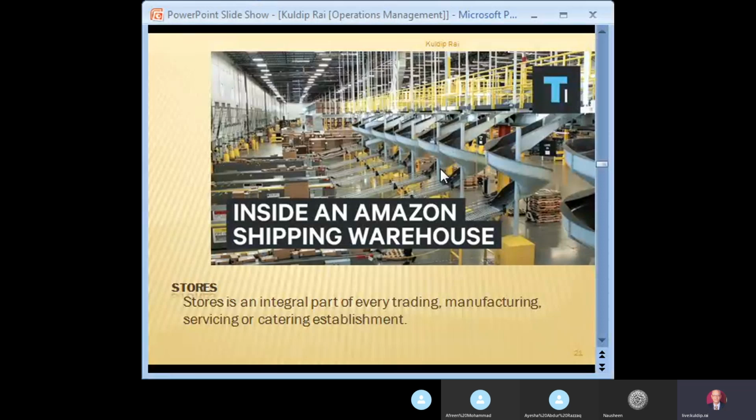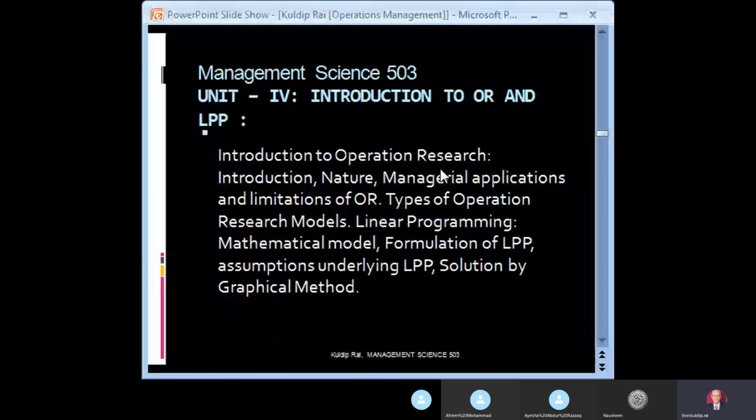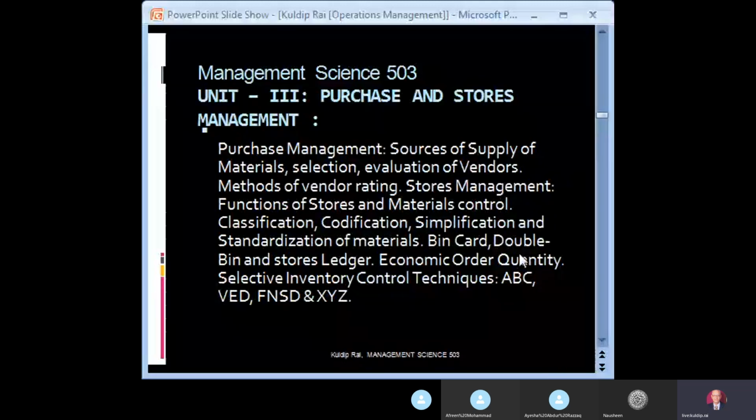After that, every trader, every manufacturer, every servicing organization also has a store. So, in your syllabus, what do we discuss about stores? Look at the screen now. What you are seeing is the content of unit number 3. So, the next subtopic is functions of stores and material control.